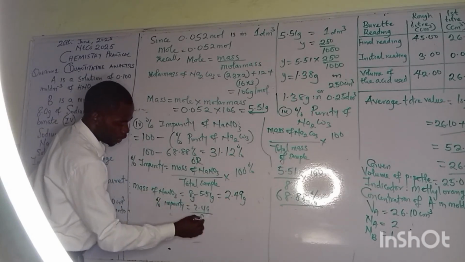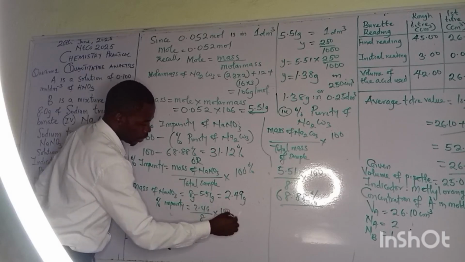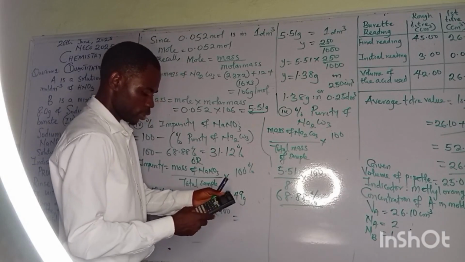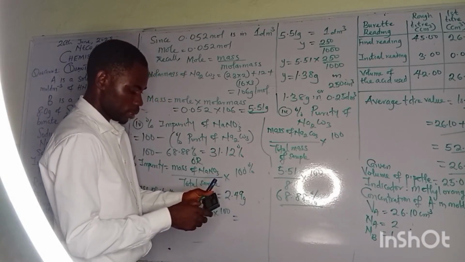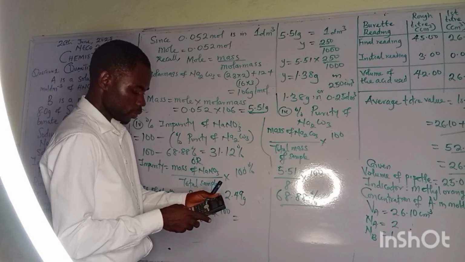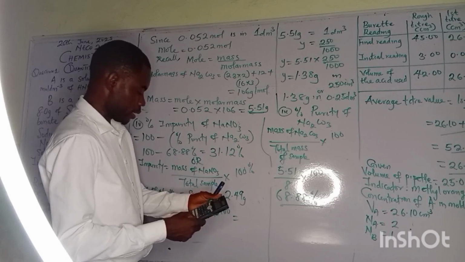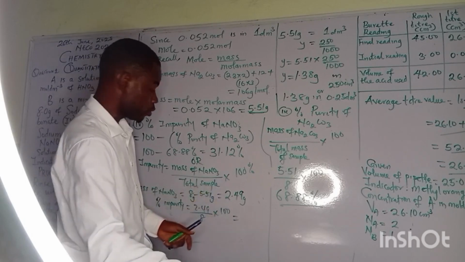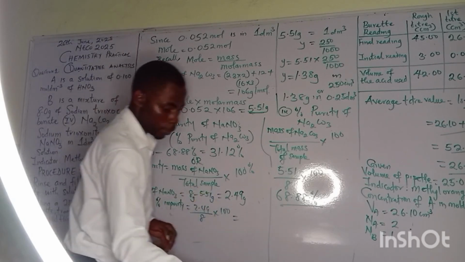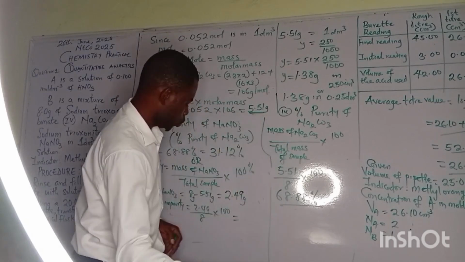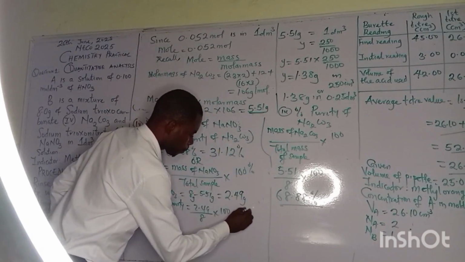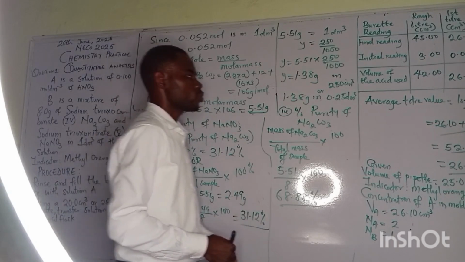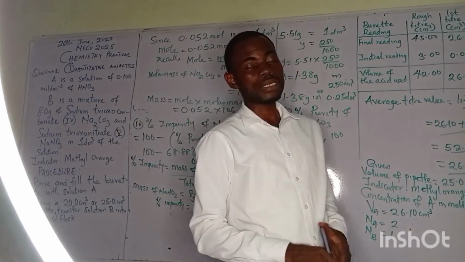So percentage impurity will now become 2.49 over 8 times 100. I believe when we do it, we also get the same thing, but let's confirm that. 2.49 times 100 divided by 8 gives us 31.12. And this is how we satisfy all the questions given to us concerning the quantitative analysis.